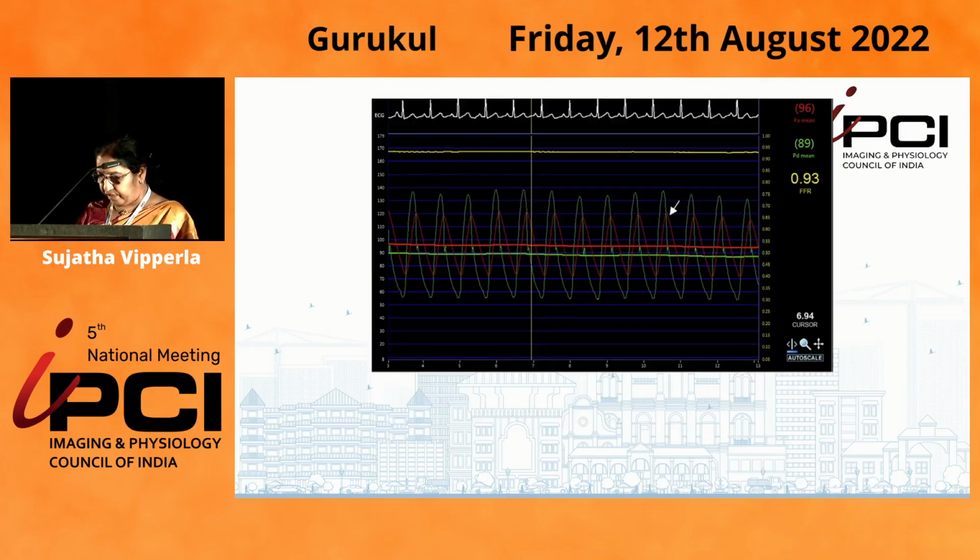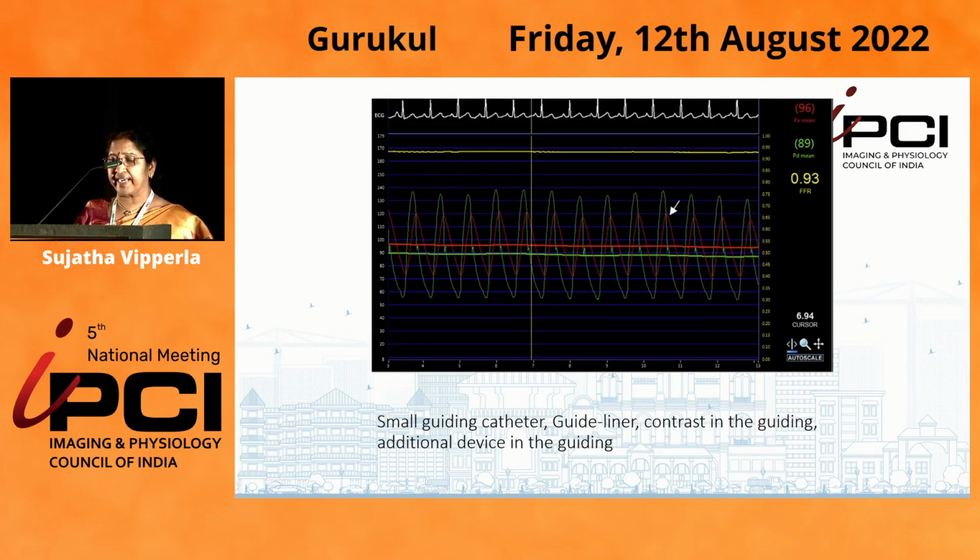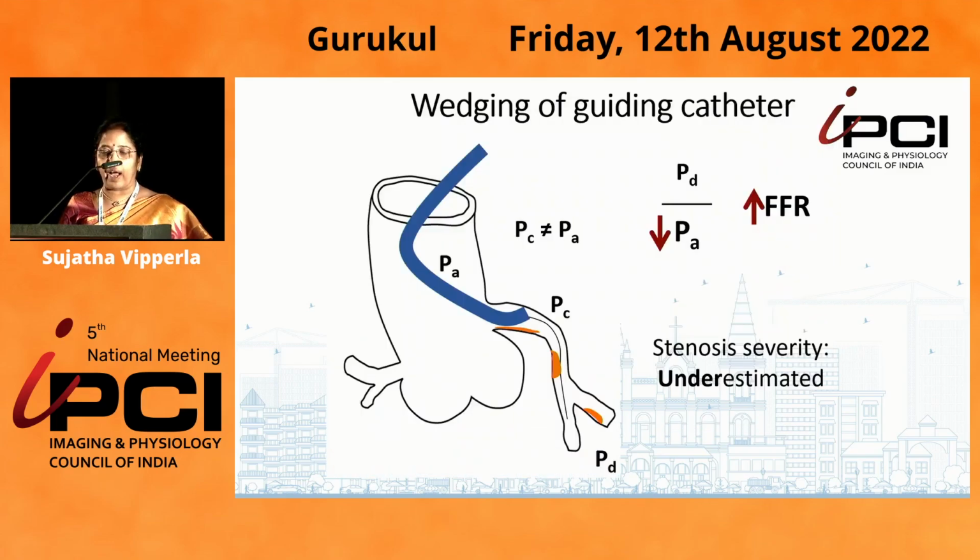And you have small guide catheters, guide liners, contrast. The importance of flushing the contrast out before measurements has already been told, and otherwise you will have damping of the aortic pressure. You can see that there is no dicrotic notch, and you will have an underestimation of the FFR or the NHPR.